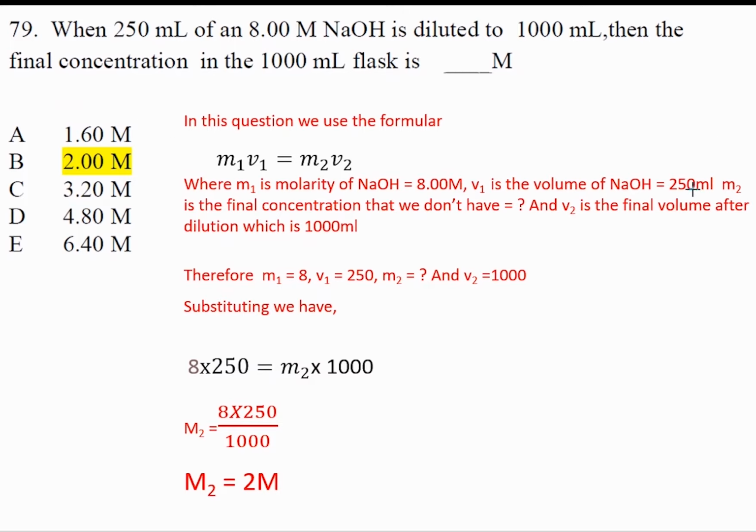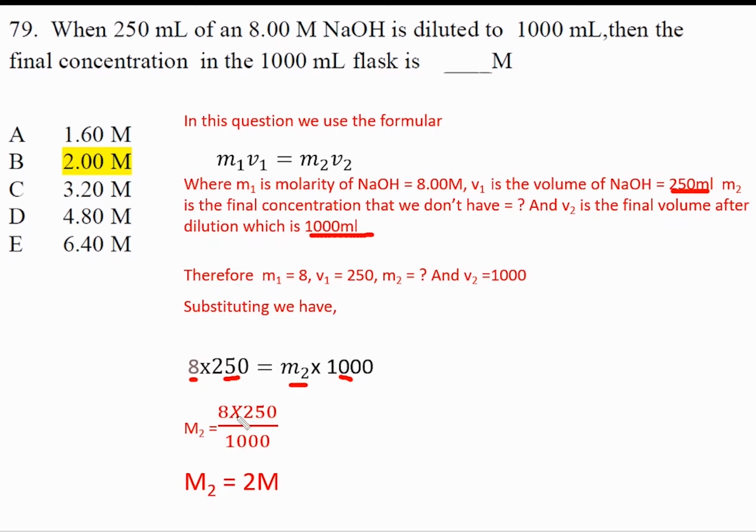So the sodium hydroxide was diluted from 250 ml to 1000 ml. So after diluting from 250 to 1000 ml, we are supposed to get the new concentration. So we're going to use the formula M1V1 is equal to M2V2. So we substitute in the formula where M1 is 8, V1 is 250 ml, M2 is what you're looking for, and 1000 is the volume after the dilution took place.